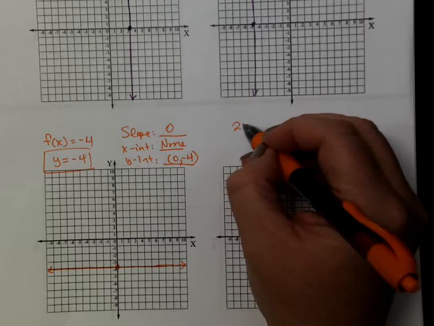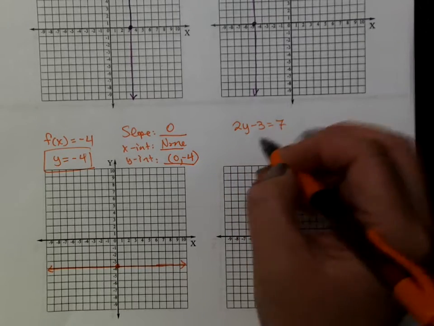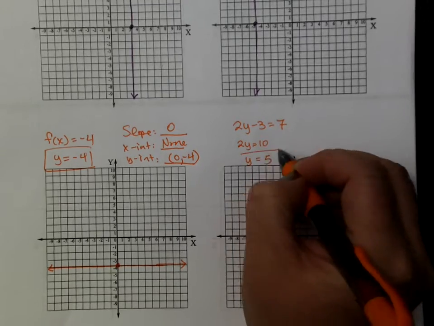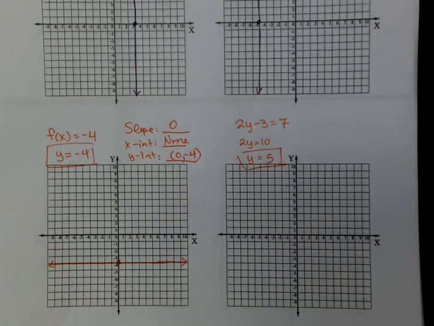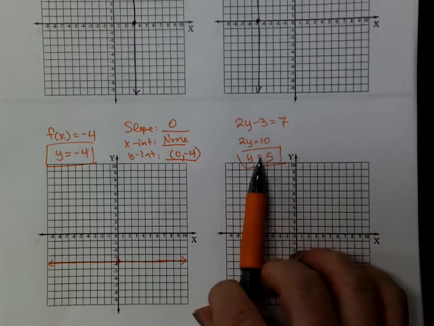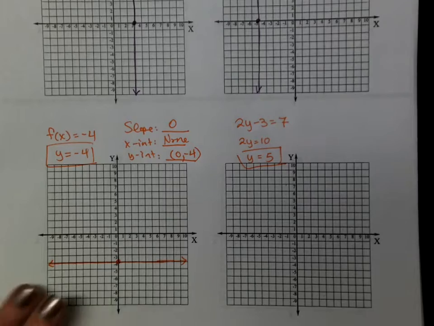And 2y minus 3 equals 7. You must put it in standard form first. You see it's a horizontal line because it only has a y, but you need to solve for y, and then that tells you everything you need to know.